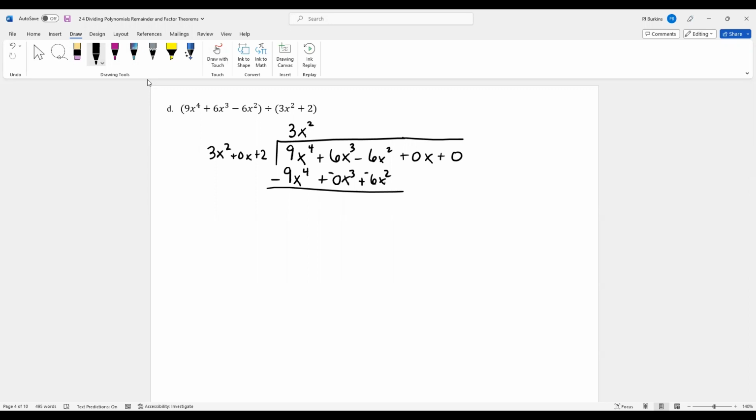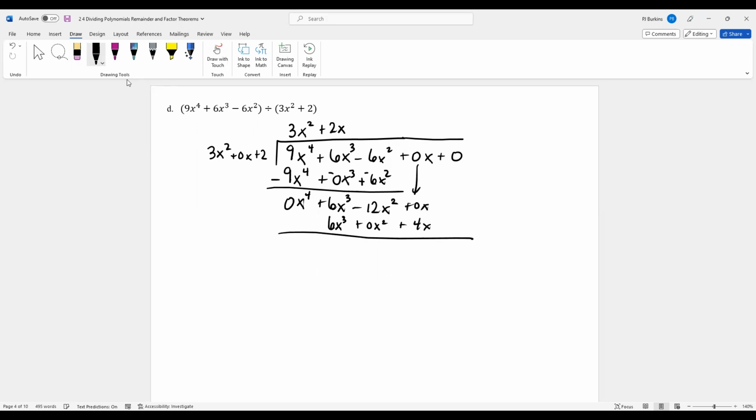Right, and add down the column, so we get 0x to the 4th plus 6x cubed minus 12x squared. All right, so we need to make 3x squared into 6x cubed. How do I do that? Well, to do that, I would multiply by 2x. So now I need to take my 2x and multiply everything here. So I get 6x cubed plus 0x squared plus 4x. And I'll bring my 0x down.